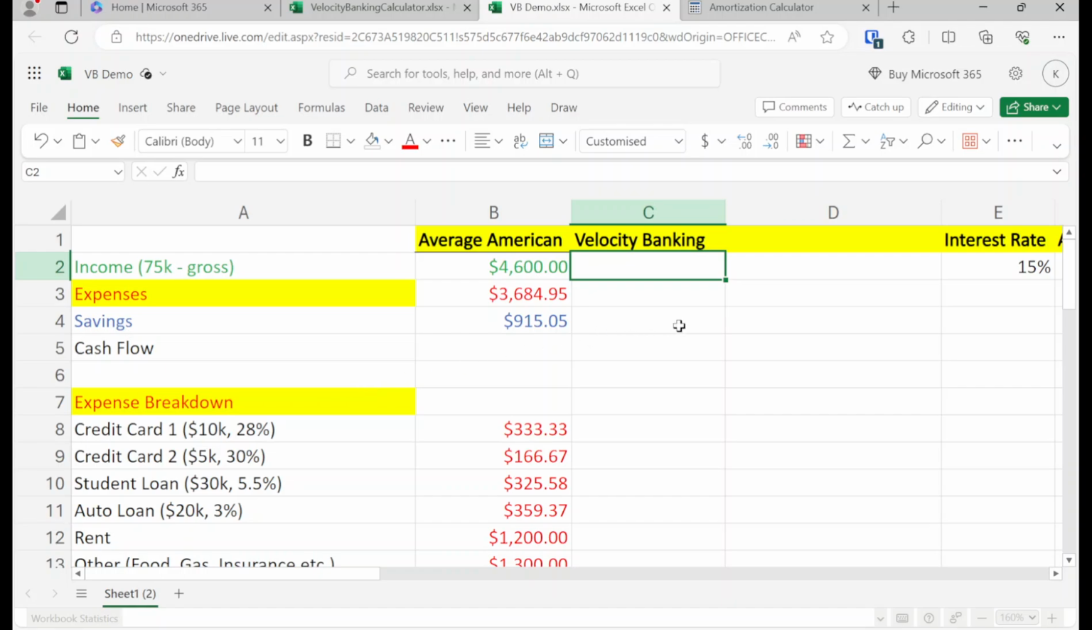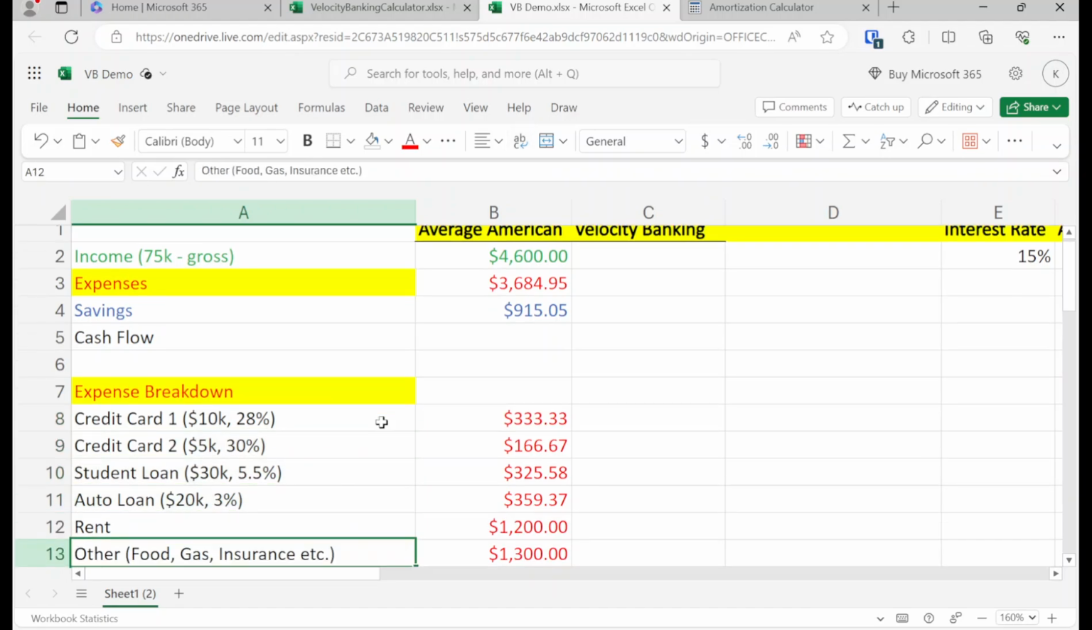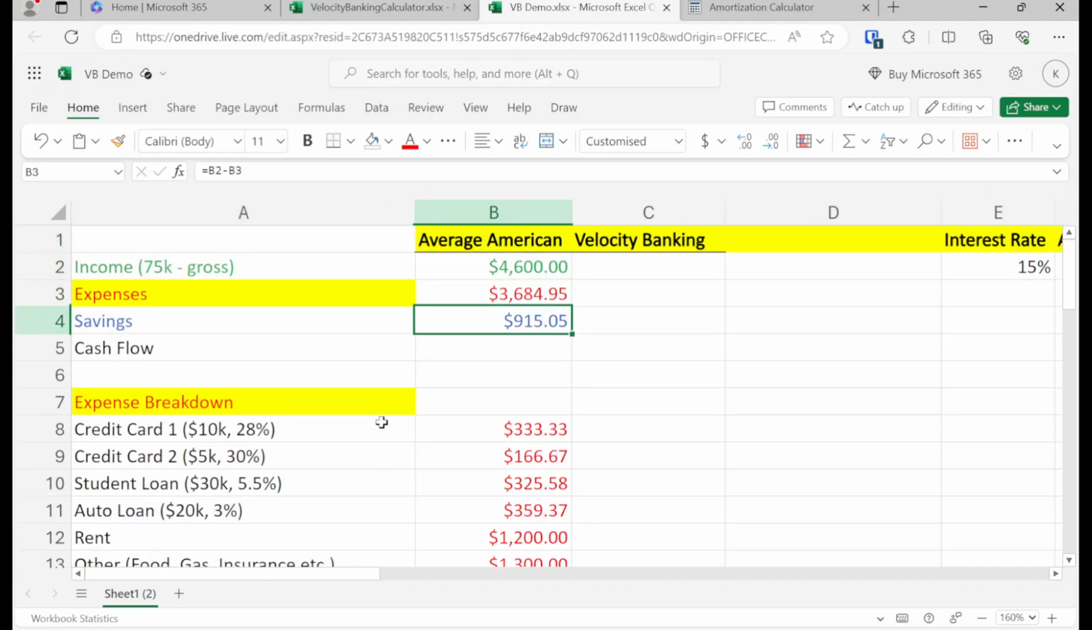So what we're going to do here is try to help people pay off their debts. We have these four debts: 15,000 in credit card debts, 30,000 in student loans, and 20 in auto loans, which is not bad. And we have about $915 left over in savings, which is pretty good, right? Especially if you're making $4,000 of income.